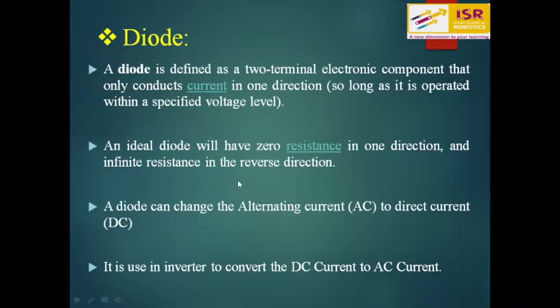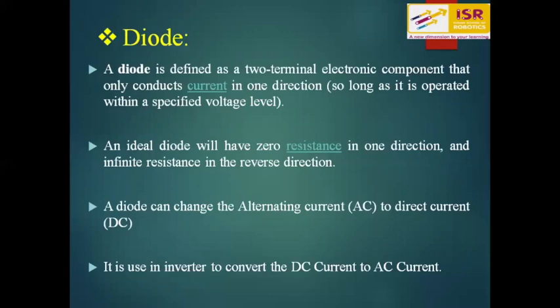I hope you are clear with the LED concept. Now moving to the diode. So diode is defined as a two-terminal component that conducts current in only one direction. Basically, your LED was also a two-terminal component, and diode is also a two-terminal component. An ideal diode will have zero resistance in one direction and infinite resistance in the reverse direction.